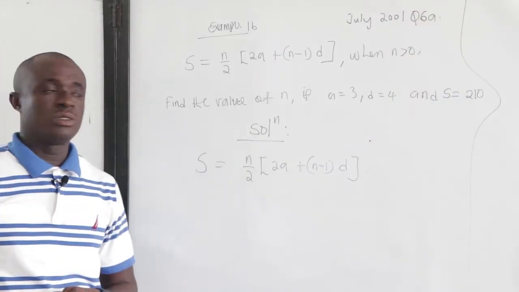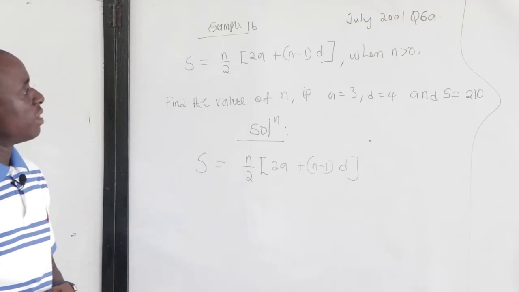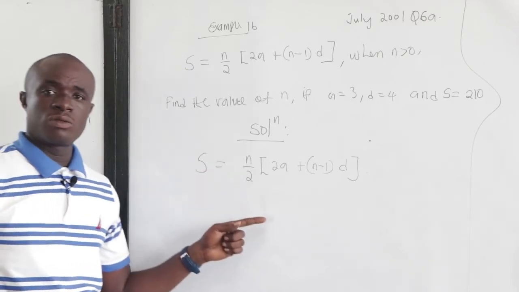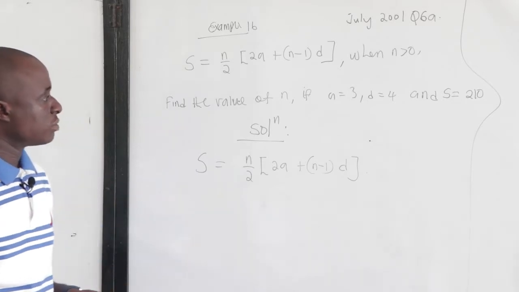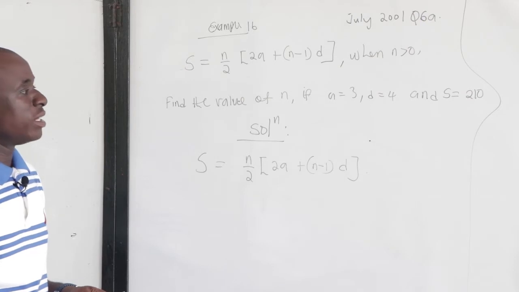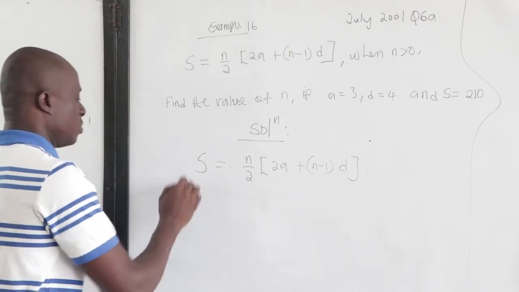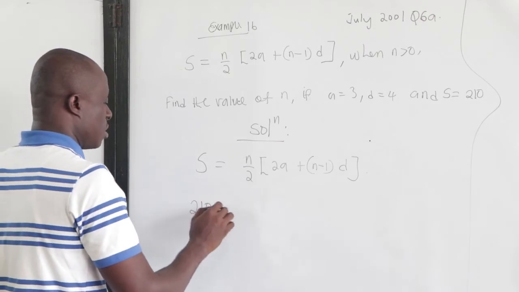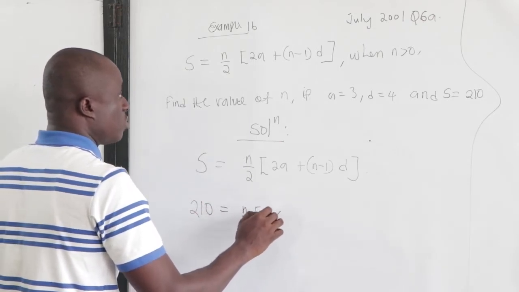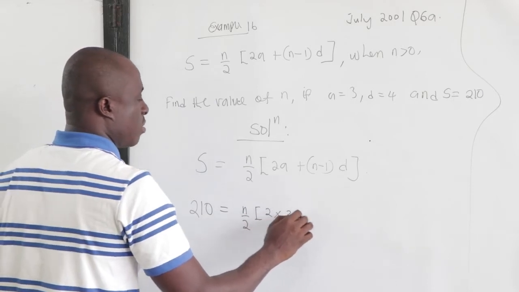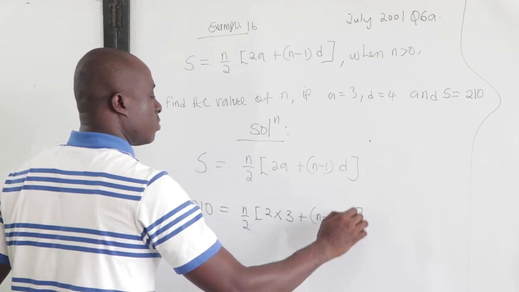Let's consider this. This is exam 16, July 2001, question number 6a. We are given that S is equal to n over 2 into bracket 2a plus n minus 1 d. Now we are going to find the value of n if A is 3, D is 4, and S is 210. So S, that's 210. Our n, that's what we are looking for. 2A, our A is 3, plus n minus 1. What is our D? Our D is 4.